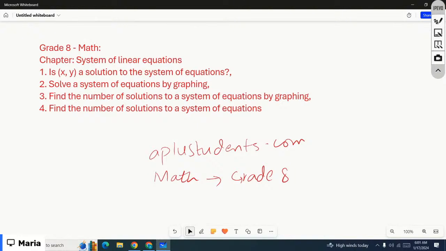The lessons we need to cover today are: is xy a solution to the system of equations, solve a system of equations by graphing, find the number of solutions to a system of equations by graphing, and find the number of solutions to a system of equations. Please make sure you have your notebook and pencil so that you can note down the important examples and definitions as well, right?